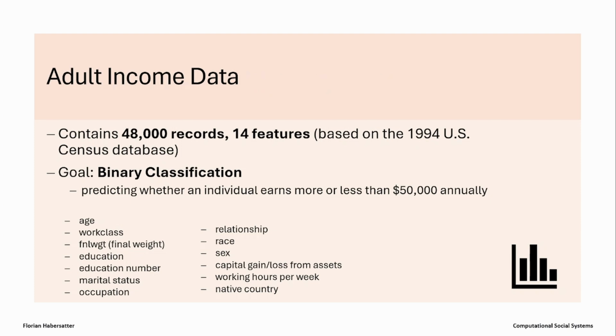For this, we'll be leveraging an adult income dataset from the US to build a binary classification model to predict whether an individual earns more or less than $50,000 annually. The dataset comprises over 48,000 entries and includes 14 distinct attributes, such as age, work class, education, relationship, sex, race, or native country.